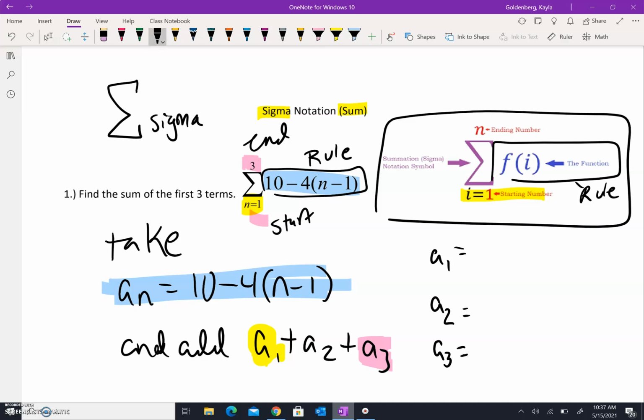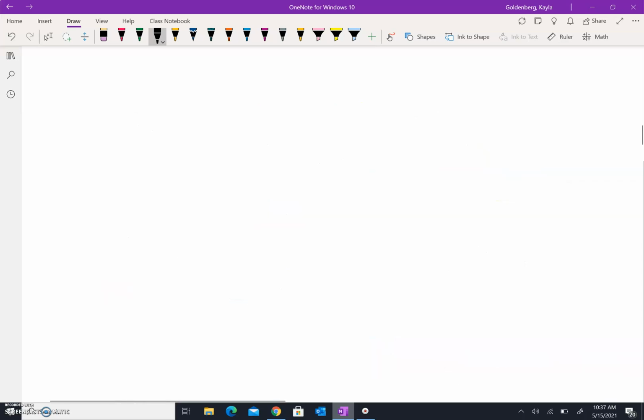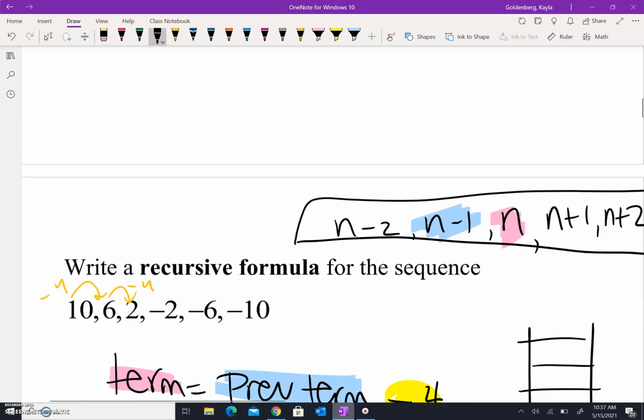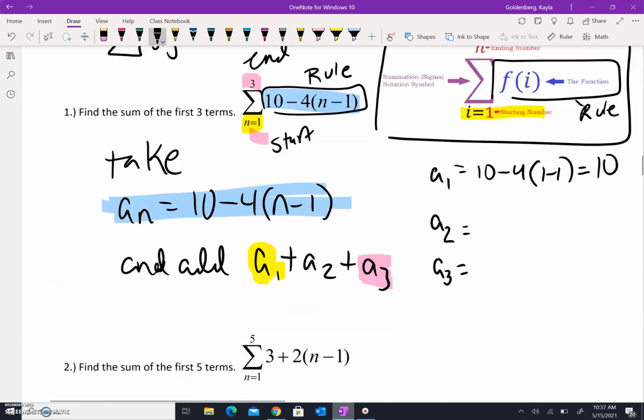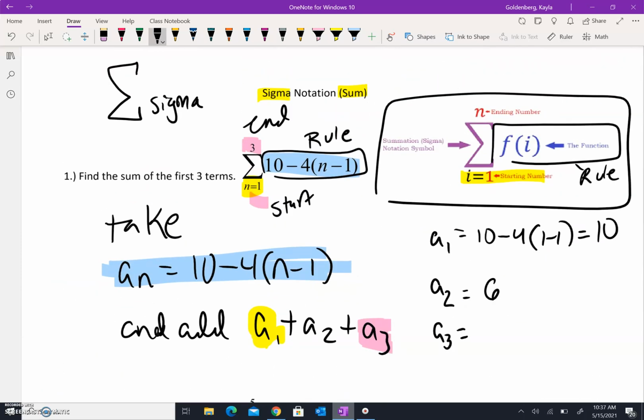Now what we could do a couple things, right? We could plug them in and get them. Or we already have the list up above. So I'm just going to reference my list, right? We had 10, 6, 2 are the first three terms. So I could find it with my formula, but we happen to have those already.